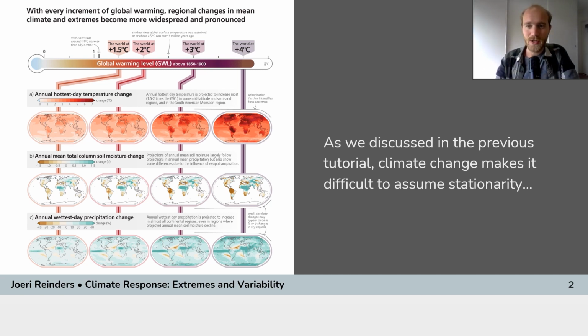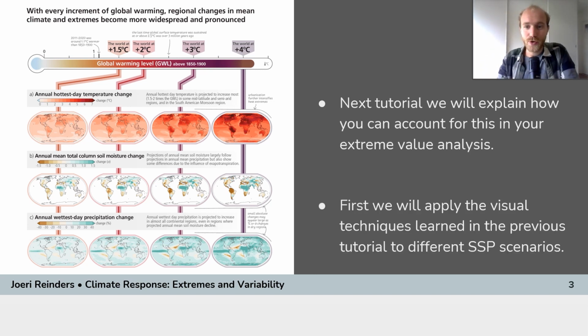Now we have the SSP scenarios, which are not only physically based, but also have a storyline approach to them, some different ways in which the world will develop and nations will work together, that have different types of scenarios associated with them. Again, I assume that others have explained this before in probably much more detail and much better than I will do right now, but just so you have an understanding, there's these different scenarios, right? So you cannot assume stationarity. In the next tutorial, we'll talk about how to incorporate that actually in the extreme value analysis.